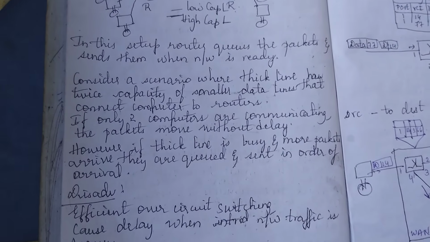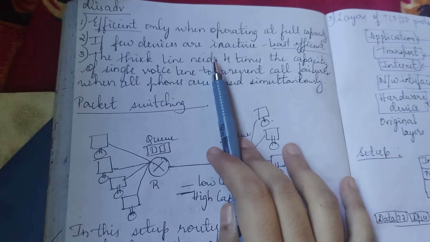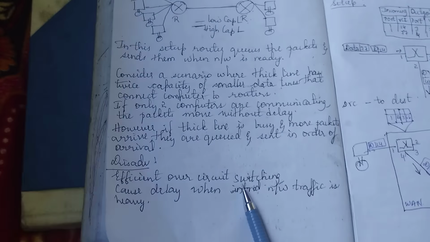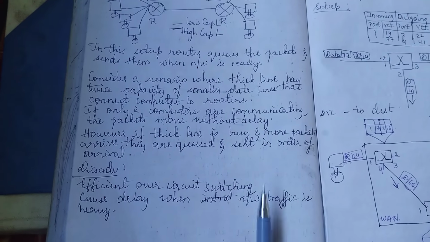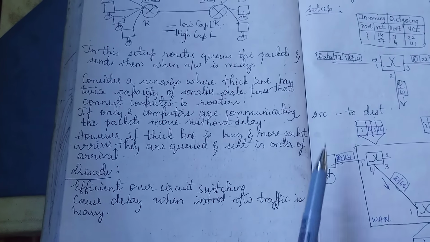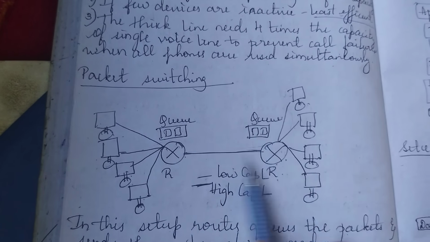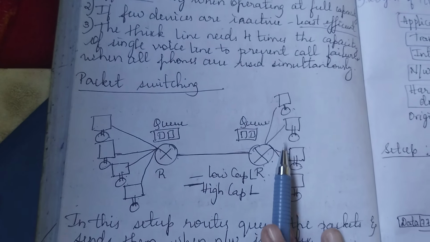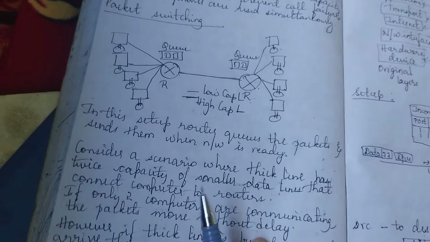Now the disadvantages: when it comes to efficiency, circuit switching was low. In case of packet switching, it is more efficient compared with circuit. Then it causes delay when interrupted or when network traffic is heavy, right? So if the traffic is full, it has to be queued and then sent, so it will take time. So it is like delay. That is the one point you should be writing. I hope it is self-explanatory.